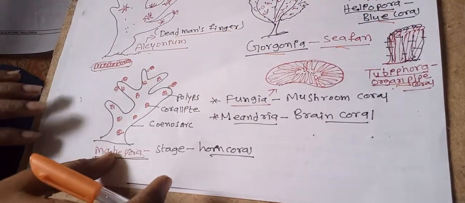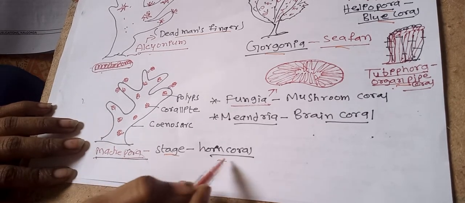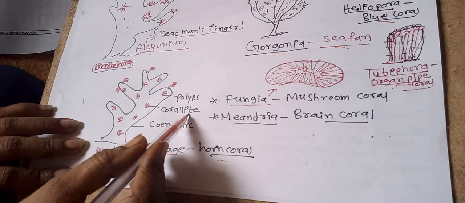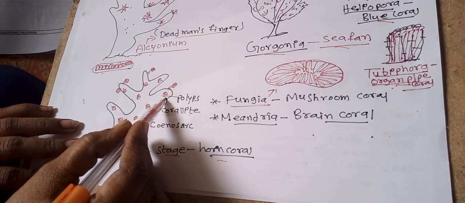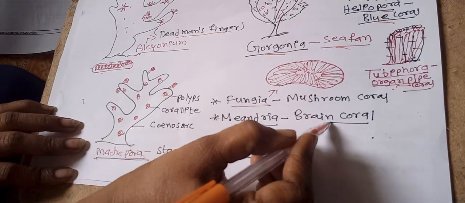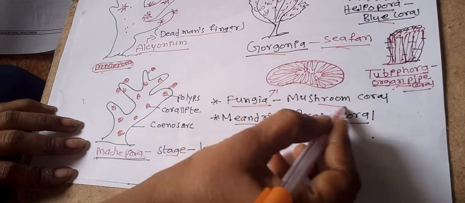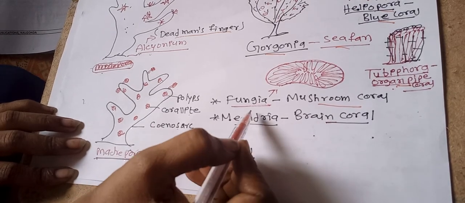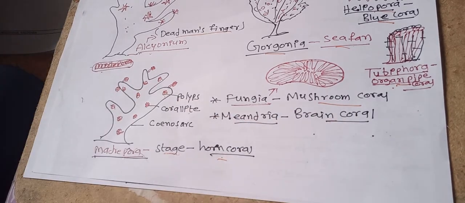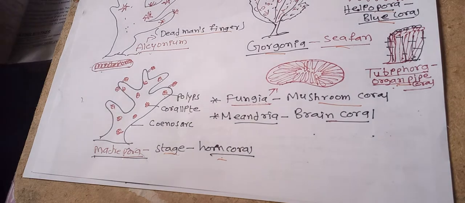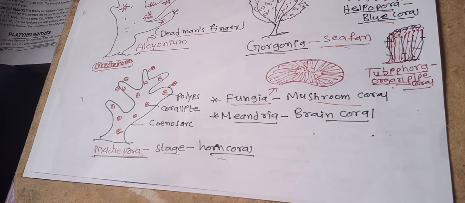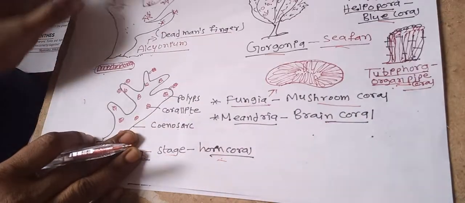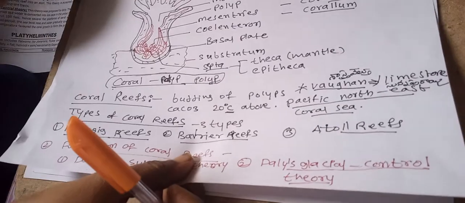Madreporaria, common name staghorn coral. Madreporaria contain a coenosarc or outer layer, inner corallite and polyps. Second, Mandraria, common name brain coral. Fungia, common name mushroom coral, etc. Very important. These are examples of hexacorallian corals. The coral is produced by coral polyps, and the coral polyp structure, you see.